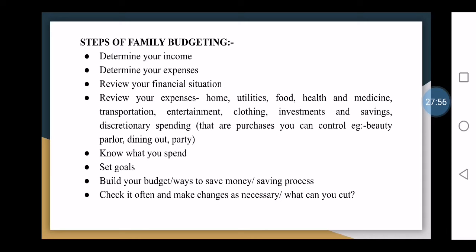That means there are some things unnecessarily we are spending. Like for example, beauty parlor, going outside and having a dinner in a good hotel, having party with your friends. So some of these things you can control. If your monthly income is less, if that month your expenses is getting higher, then you can control this type of discretionary spendings.